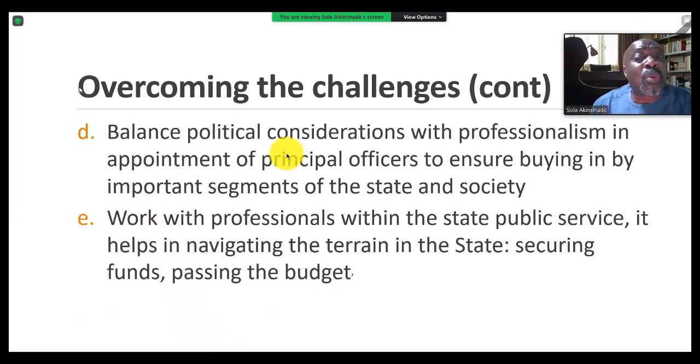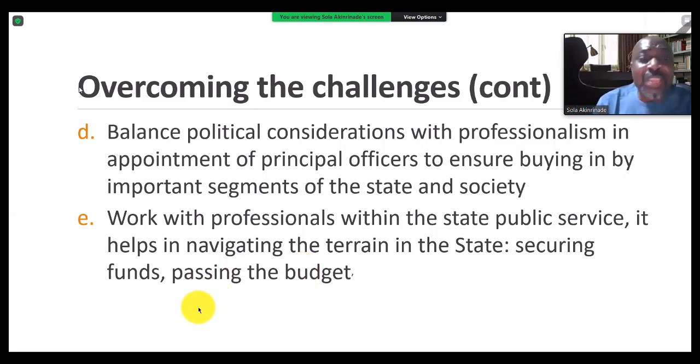Then balance political considerations with professionalism in the appointment of principal officers to ensure buy-in by important sectors of the state and society. You cannot run away from the fact that state universities have this challenge of trying to satisfy egos and political interests. You must balance them. So when you appoint your principal officers, you may have to take into consideration your political considerations. So if you have your vice chancellor from one senatorial district, the registrar may have to come from another, and the bursar may have to come from another, the librarian can come from another, but you can also balance it with the appointment of deputy vice chancellor so that there will be some form of balancing.